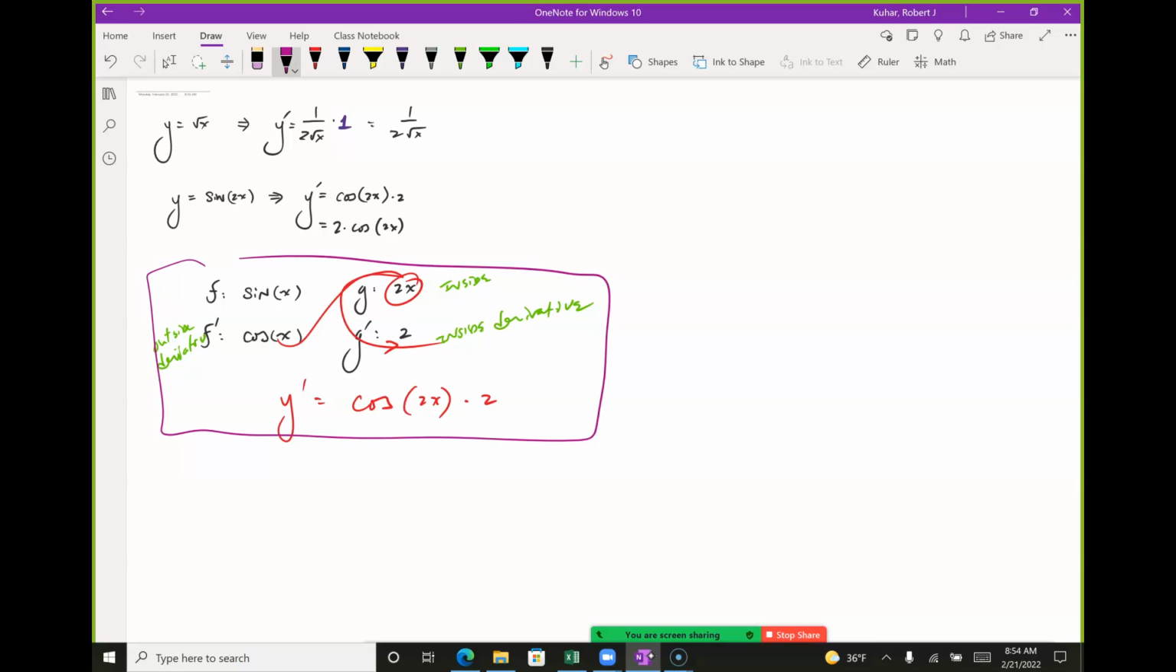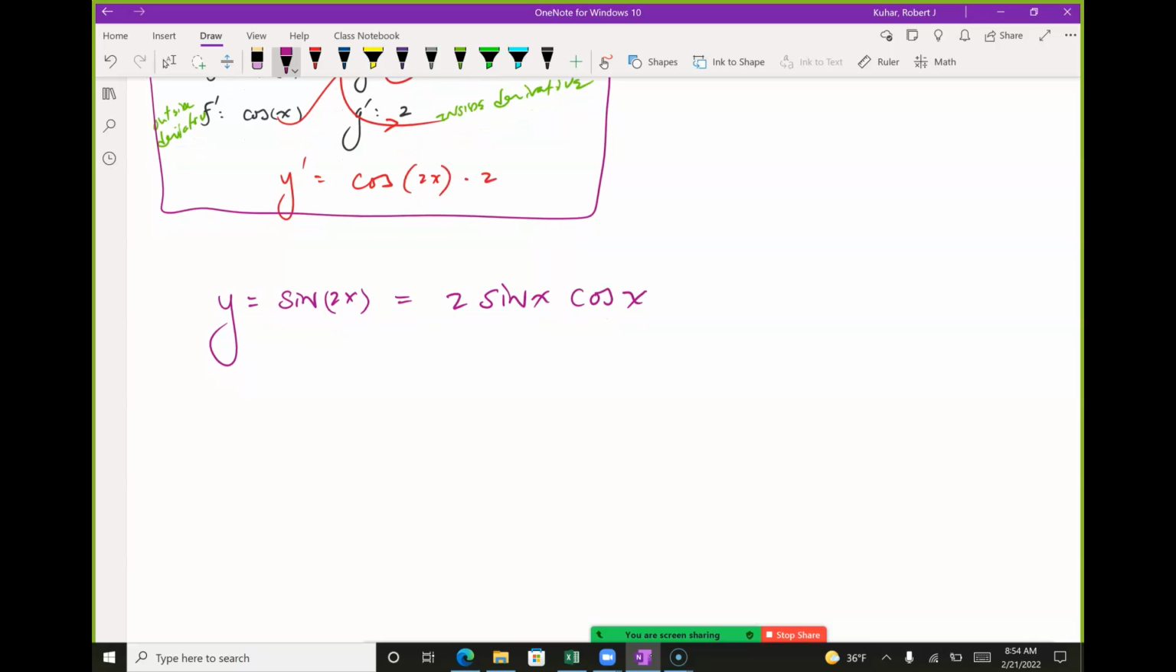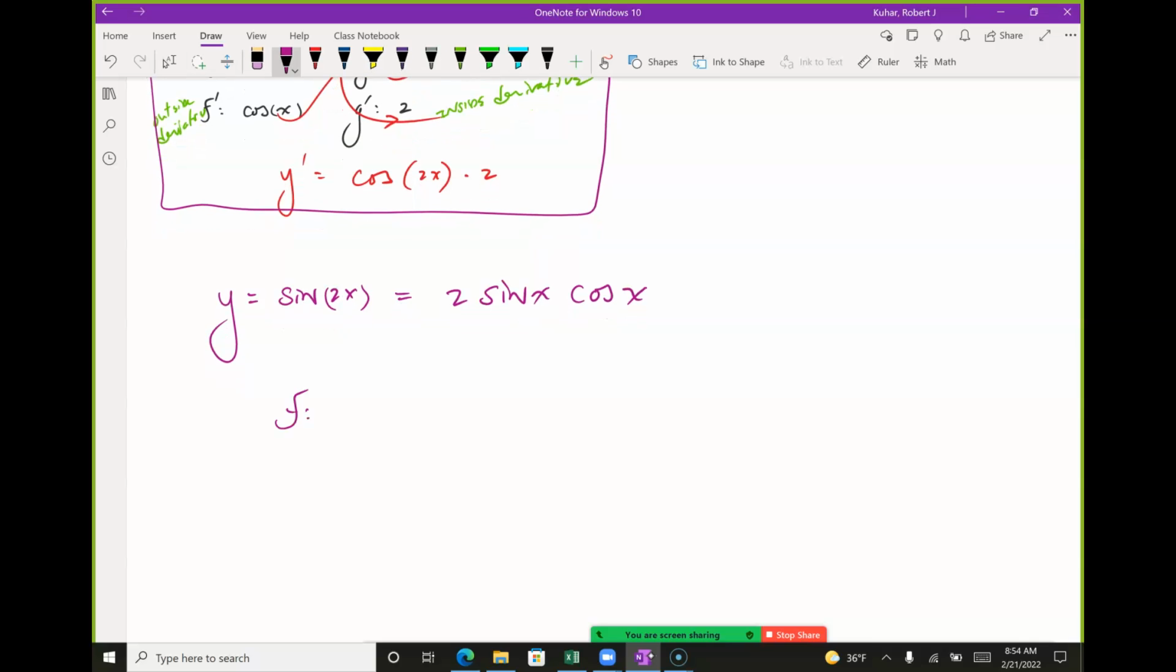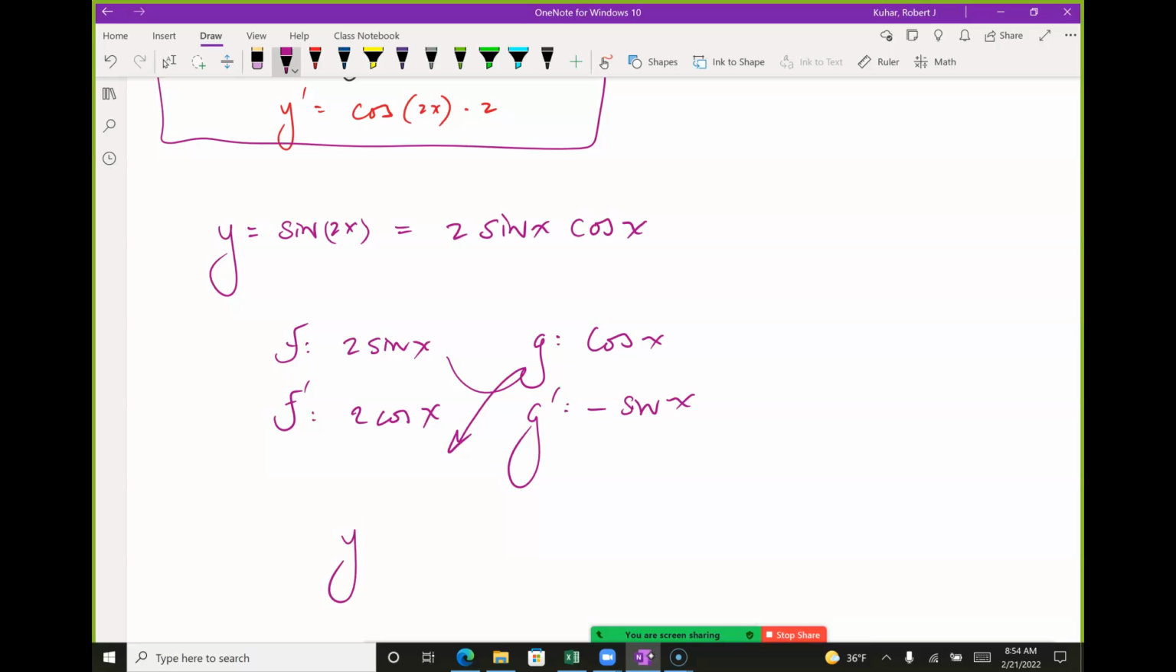Now this one we know we could do without the chain rule, even though we always use the chain rule. This is 2 sine x cos x, right? So my first function by the product rule is 2 sine x. What's the derivative of that? 2 cos x. The second function in the product is cos x. What's the derivative of that? Negative sine x. And then we're doing our product rule. So it looks like I get 2 cos squared x minus 2 sine squared x.